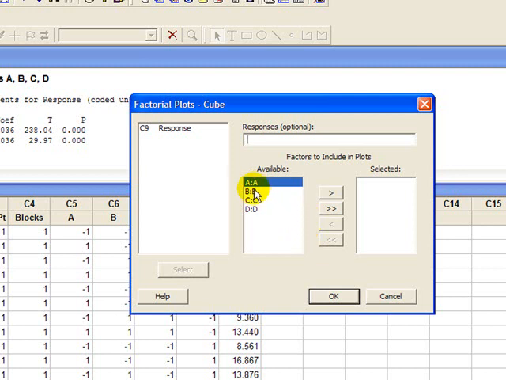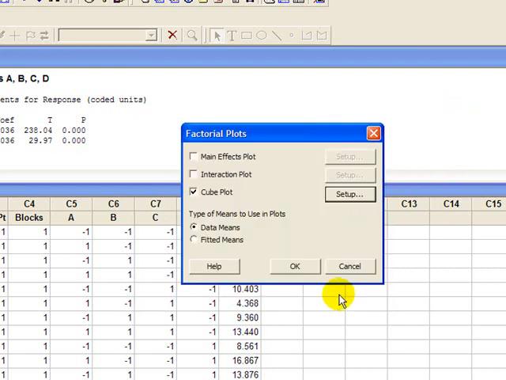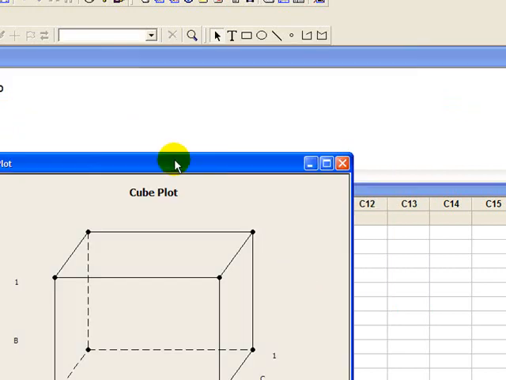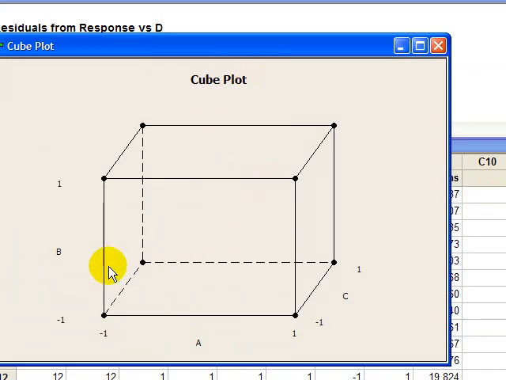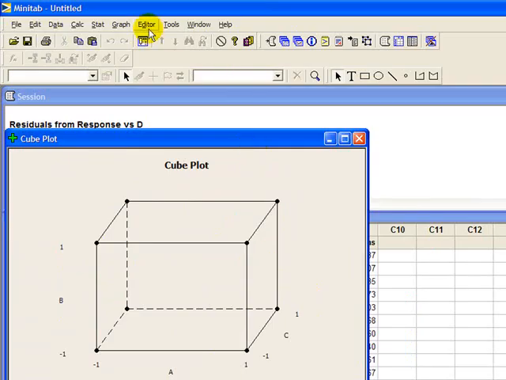First, cube plot. Cube plot means plotting a three-dimensional graph on which we can use three variables, three factors, at a time. So for the first cube plot I will use factor A, factor B, and factor C, and I will hit OK, and here is my cube plot, right? Which has A on the x-axis, B on the y-axis, and C on the z-axis.